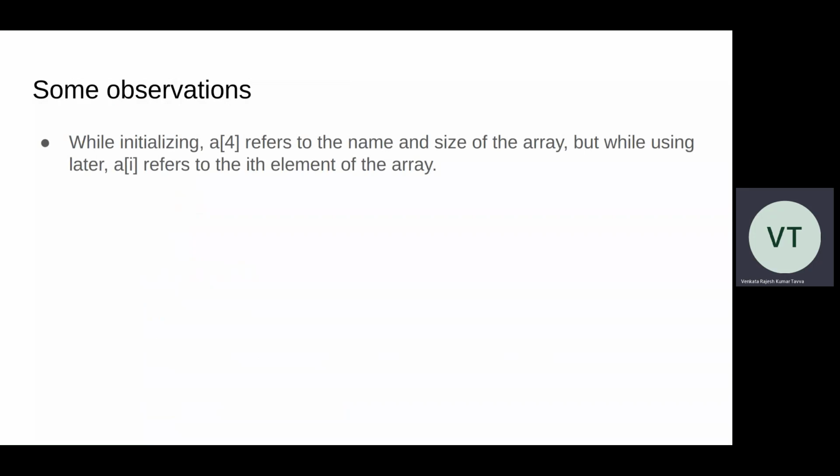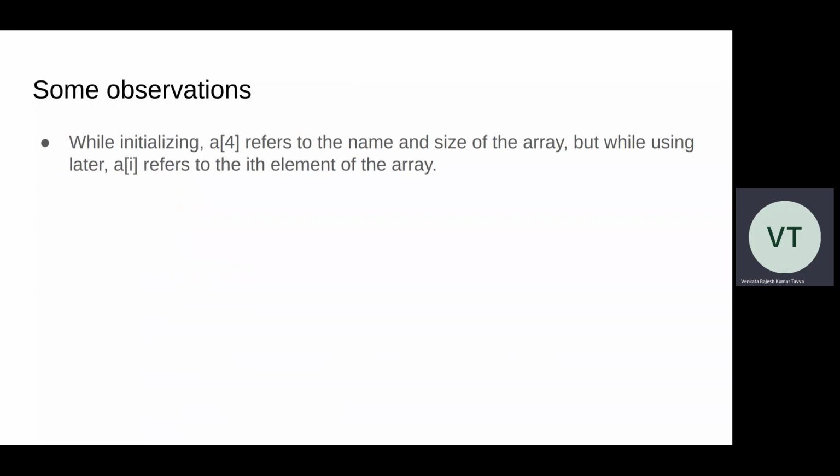So this I mentioned just now. While initializing, a of 4 refers to the name and size of the array, but while using it later, a of i refers to the ith element of the array, not the size. A of i does not mean the array is of size i. No, we are accessing the ith element of array a. You can put some value in it, or you can print it, whatever it is, you are accessing that element.